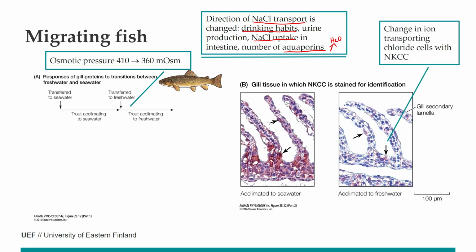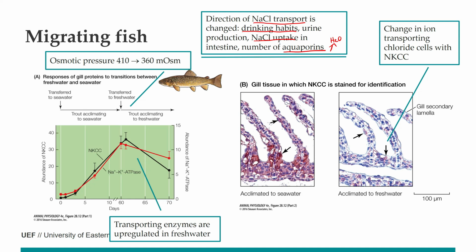And one interesting part is in the gills, there is a change in the ion transportation in chloride cells with this NKCC. And you can see that when we are moving them from seawater to freshwater, there's an up-regulation of the gene coding this sodium-potassium-chloride co-transporter. So that means that now you have more of these proteins in freshwater, and that means you can get more ions from the surroundings into your body. Thank you.